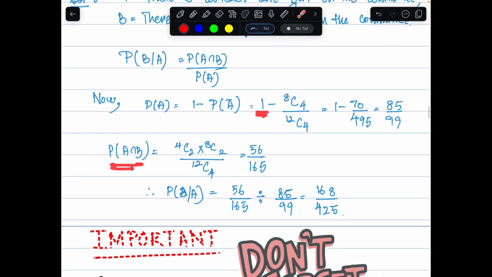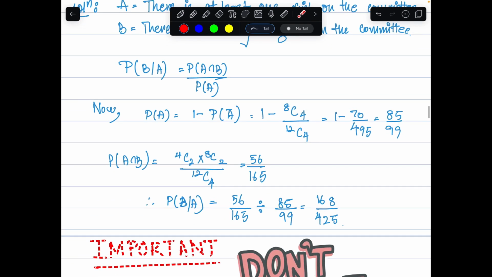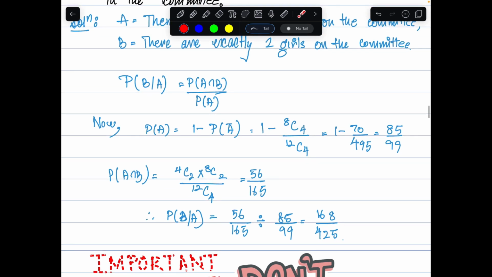What is A intersection B? Now understand that the bottom one is pretty much clear. It's 12C4. I am choosing 4 out of 12. Now A intersection B means what? I need at least one girl, that is A, and exactly 2 girls should be there. Now the intersection is what? At least one girl and exactly 2 girls means it's exactly 2 girls, right?